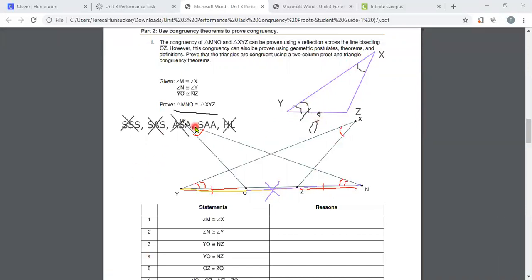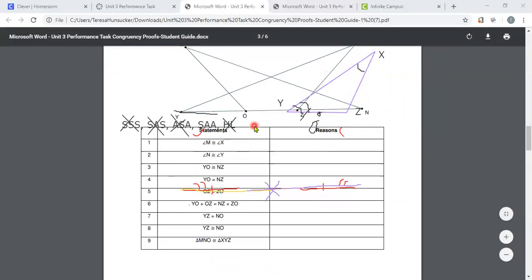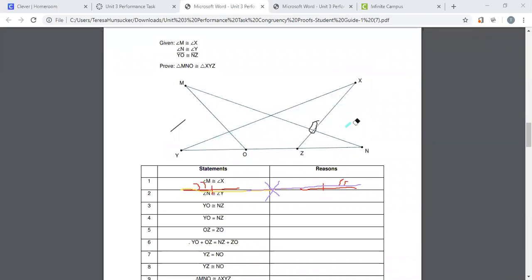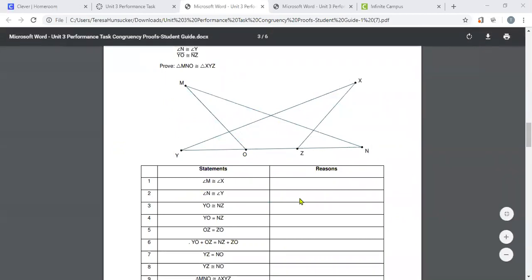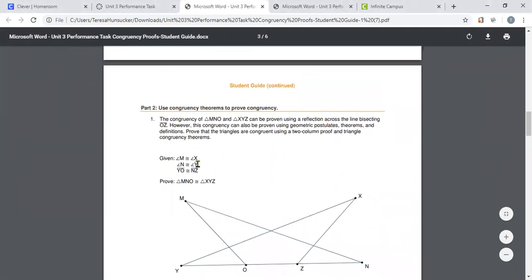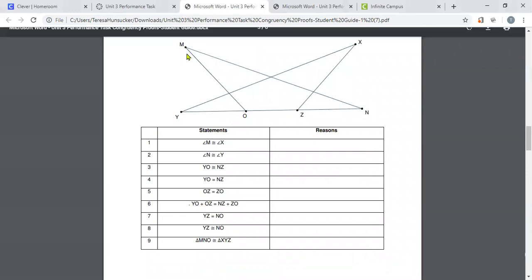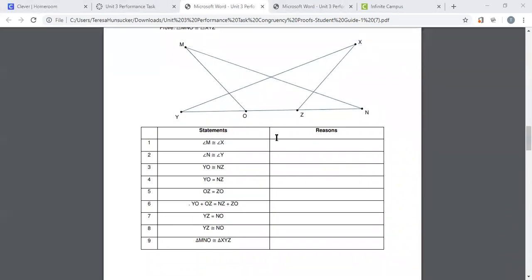Okay? All right. So now I'm going to have to slide this so everything's going to move with me. So I'm going to have to erase much of what I've done here. But you can rewind this video and re-listen. So the first 3 statements, you always have to go back up to the given. M is congruent to X, N is congruent to Y, segment YO is congruent to NZ. The first 3 segments are all given. So I'm going to write given for each of those.